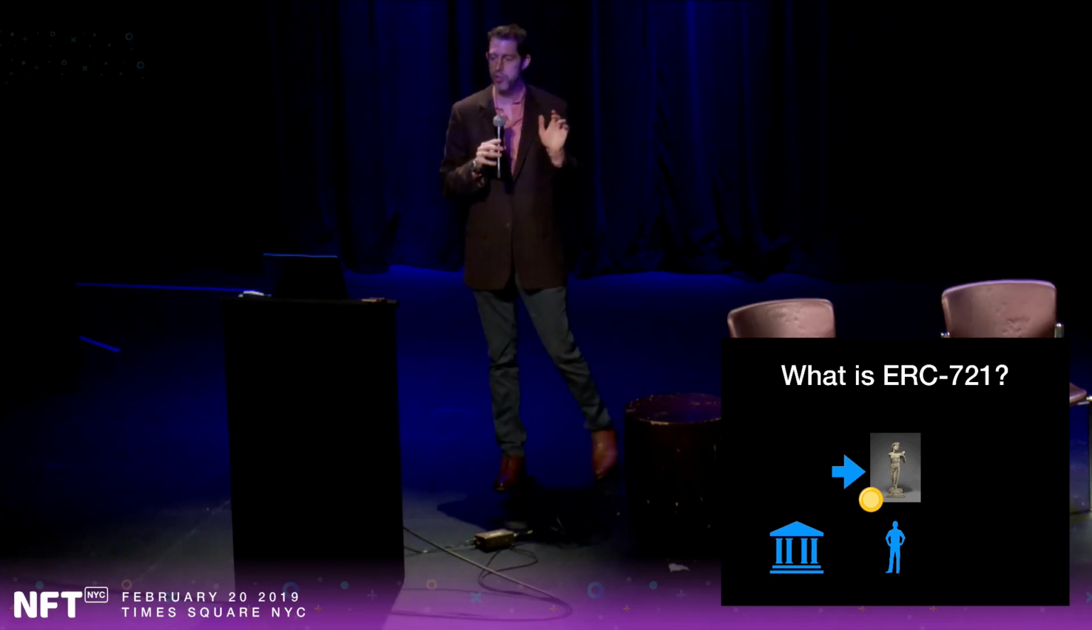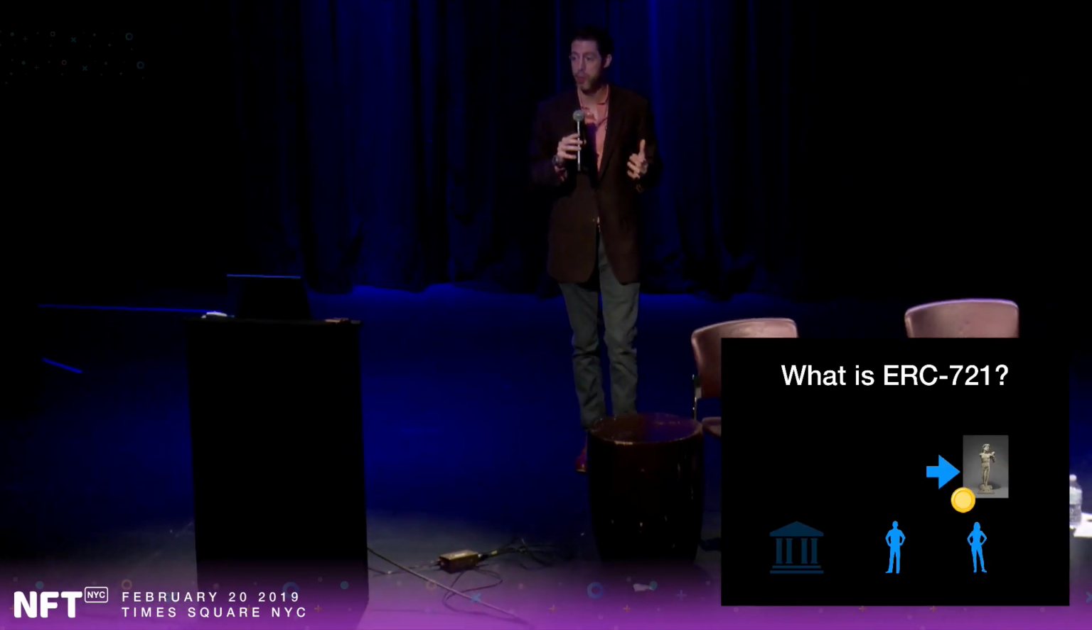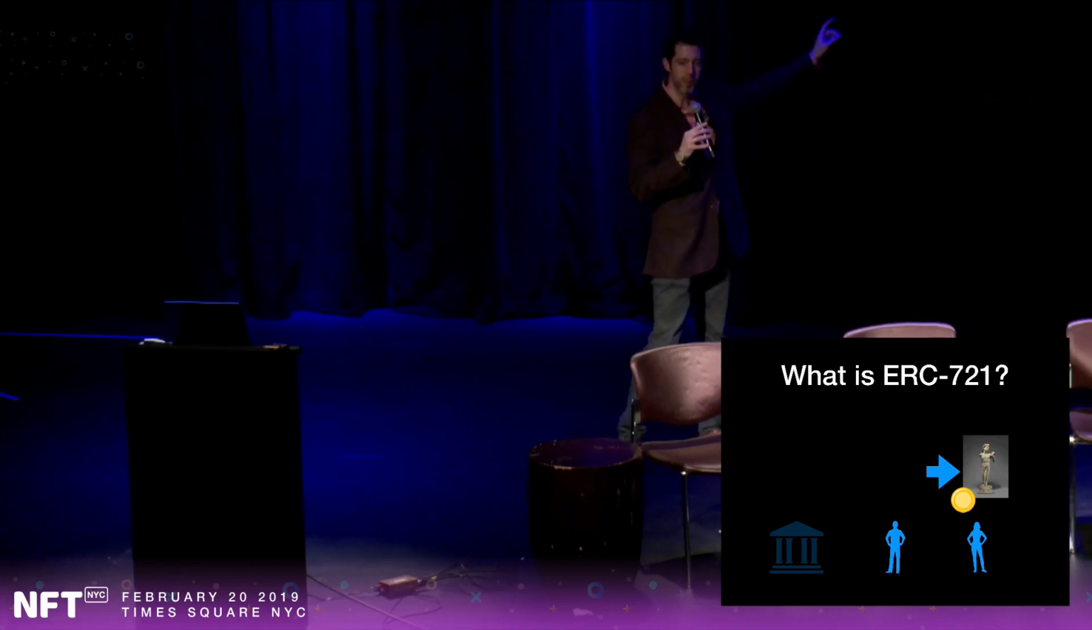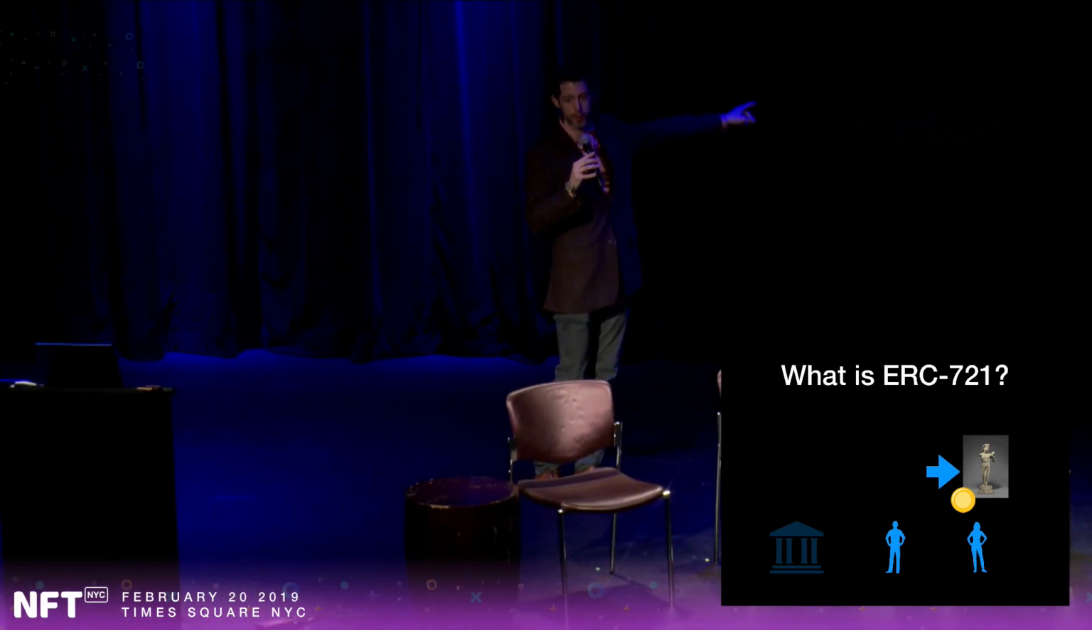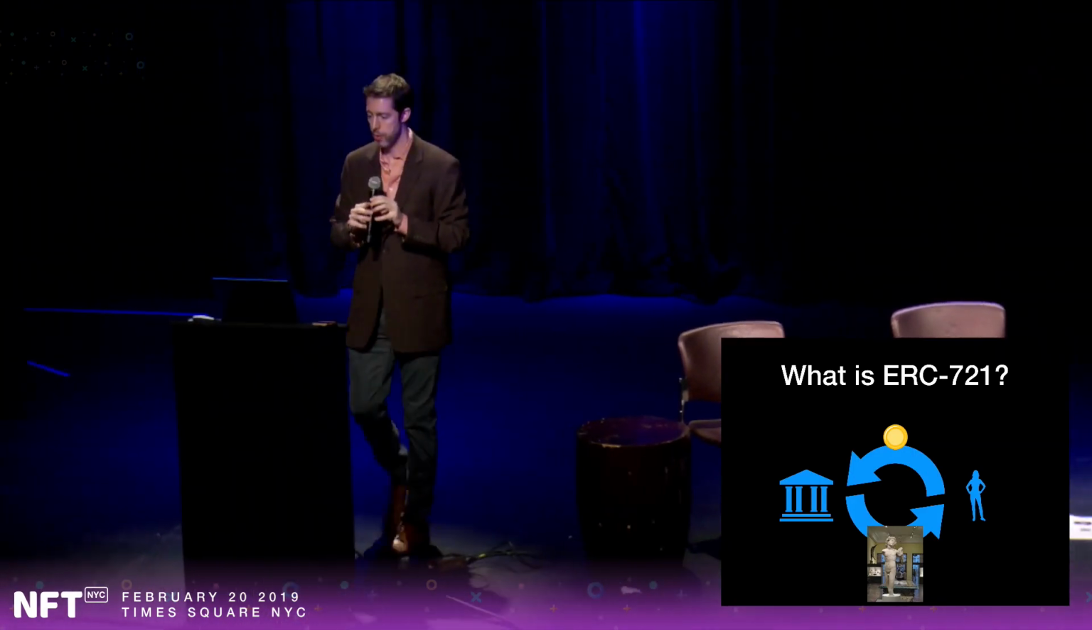More important than which token standard you choose or how you implement it is how can people be confident that they're going to receive the thing that they paid for? This is extremely important. This should be the first thing you think about before you write a white paper.